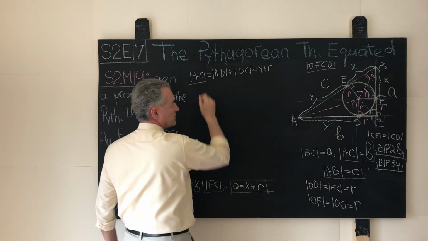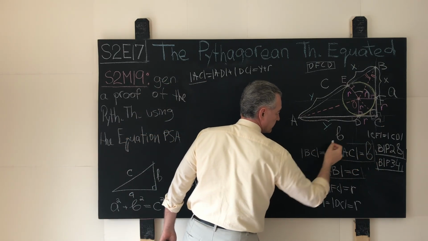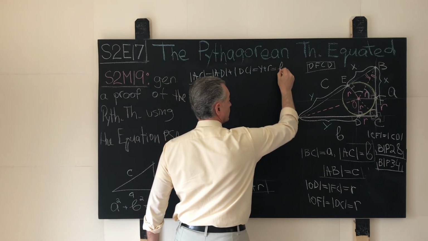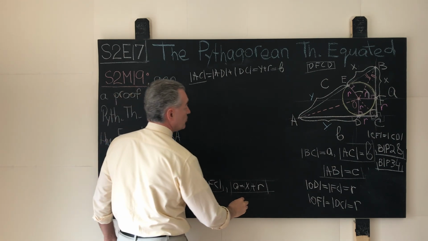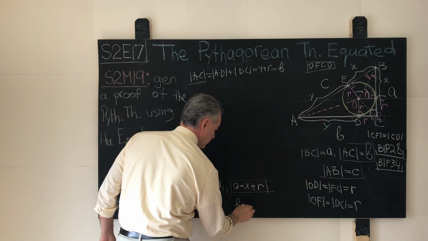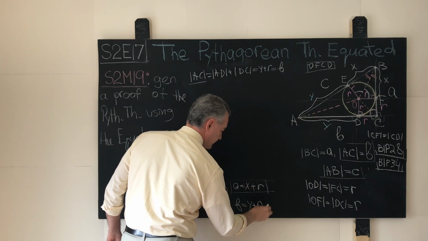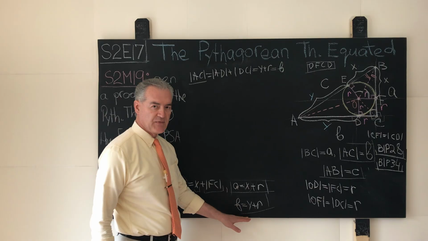And since we agreed that AC is just a stand-in for B, the length of the side B, that whole equation is equal to B. And we have our second equation. Let's write it down over here: B equals Y plus R. This is our second equation, and this entity is precisely an equation.